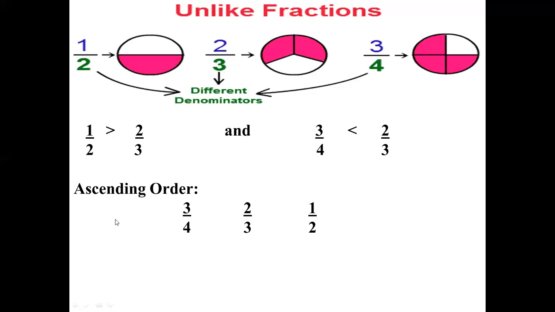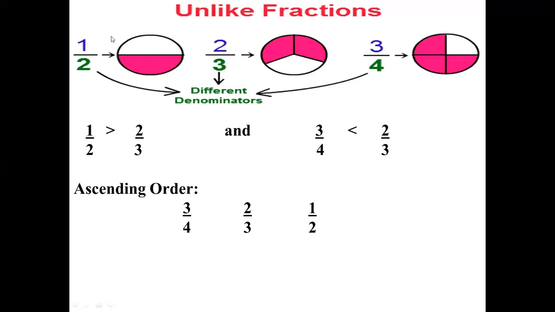Now it's time to arrange in ascending order. Ascending order means from smaller to bigger, because we are focusing on the denominator. The bigger the denominator is, the smaller the fraction is. That's why over here the smallest fraction is 3 upon 4. As you can see in the diagram also, 2 upon 3 is in second place, and the biggest fraction is 1 upon 2, because in half you are getting the biggest share.